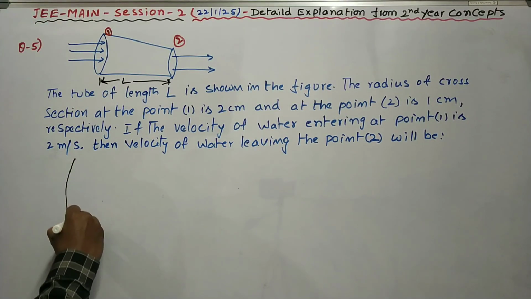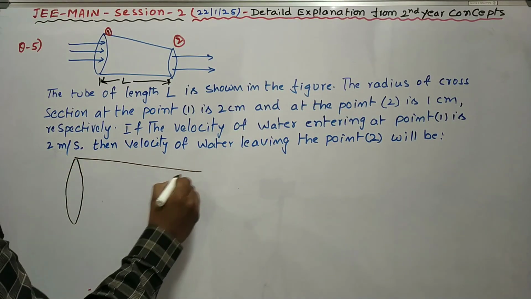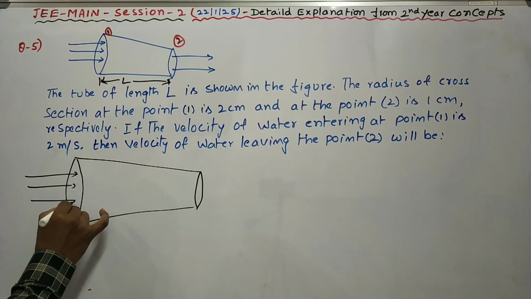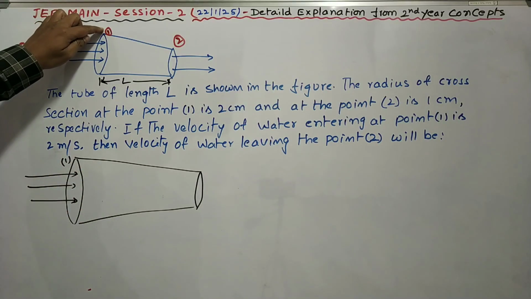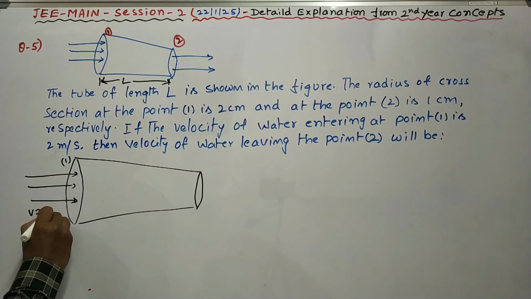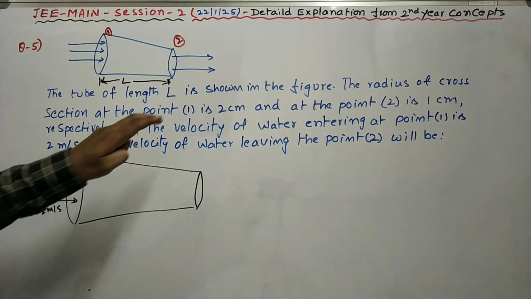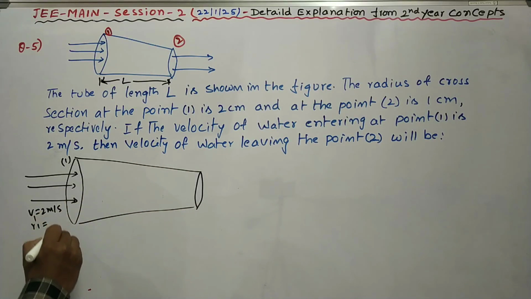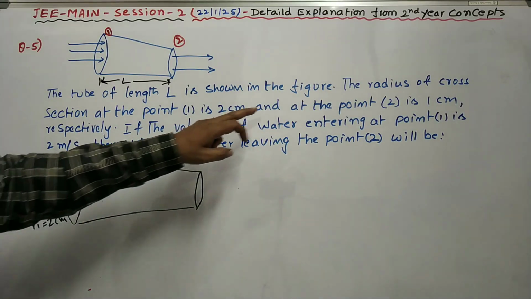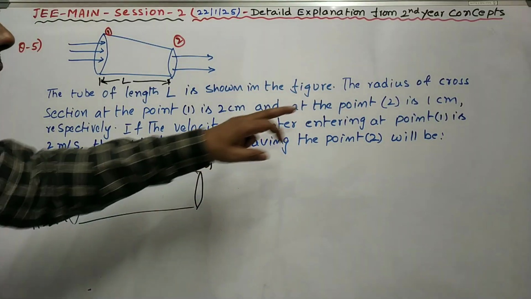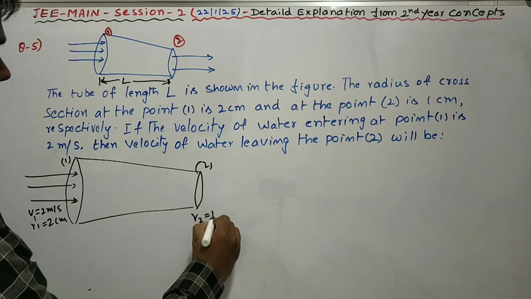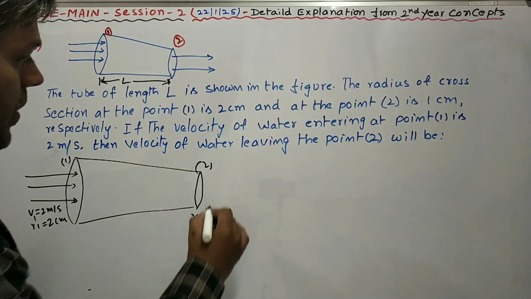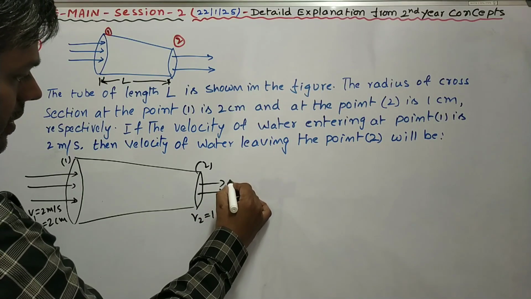You see, the given is a tube of flow. Into this tube at point 1, the velocity v is equal to what? 2 meter per second. Moreover, the radius of cross section at point 1 is r1 equal to 2 centimeter, and at point 2 it is 1 centimeter. That means radius r2 is equal to 1 centimeter. Then the velocity of water leaving the point, here v2, is equal to what?